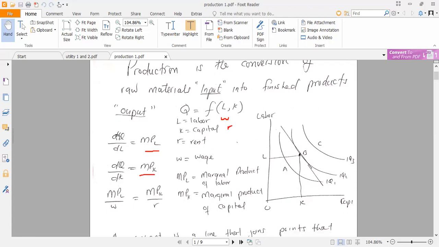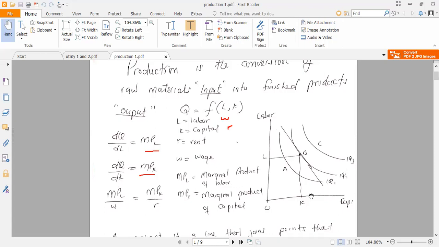If you differentiate dQ over dL, we call that the marginal product of labor. dQ over dK is the marginal product of capital. When we divide the marginal product of labor over the wage, and the marginal product of capital over the rent, this is called the optimization bundle for production. Like utility, production also has concave curves. The curves joining points that offer the same production are called isoquants.